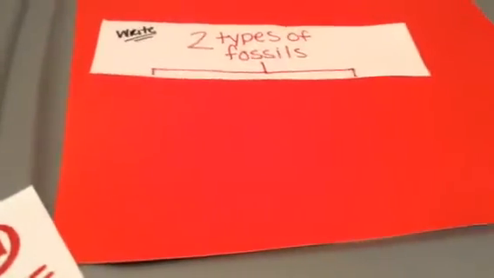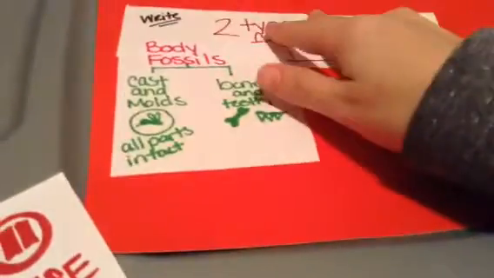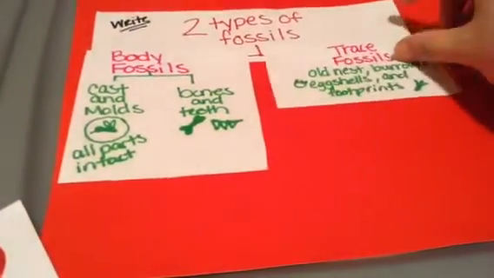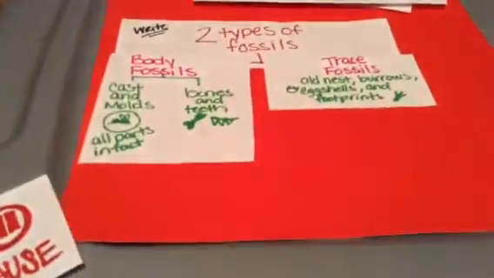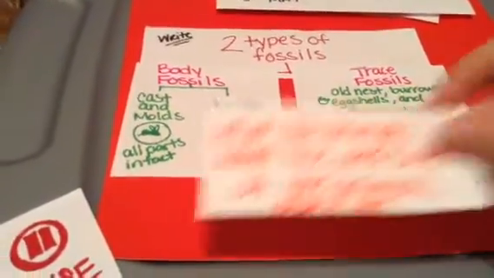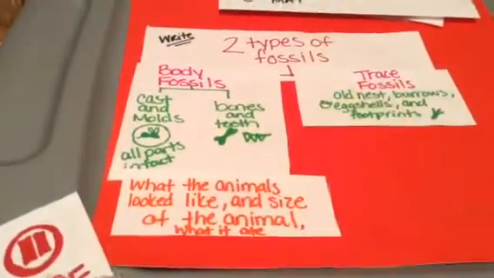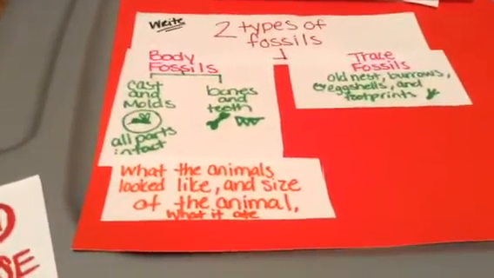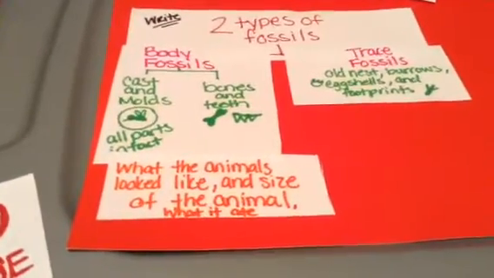Go ahead and go back to your tree map. So you had your two types of fossils, body fossils and trace fossils. But we really want to know, what can they tell us about the past? Well, body fossils are normally used to figure out what the animal looked like, maybe the size of the animal, what the animal ate.